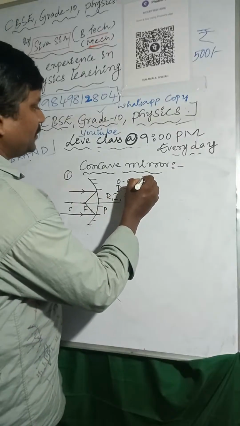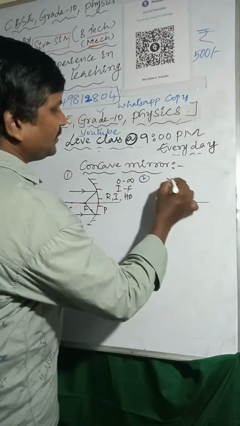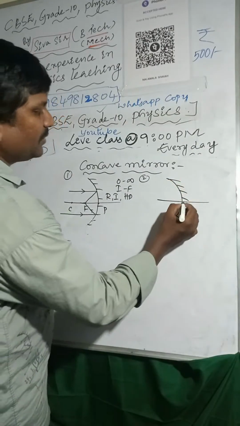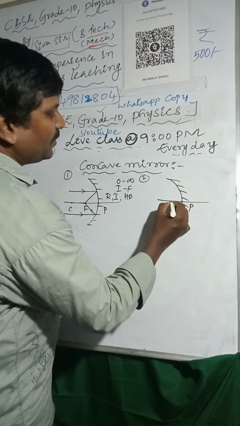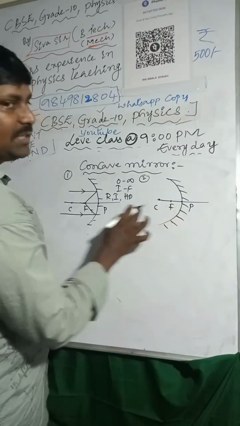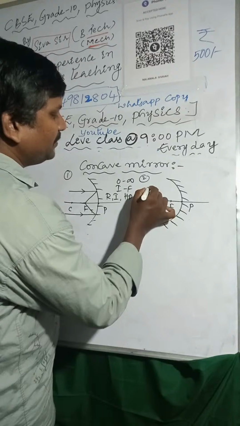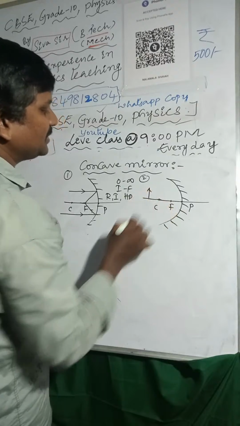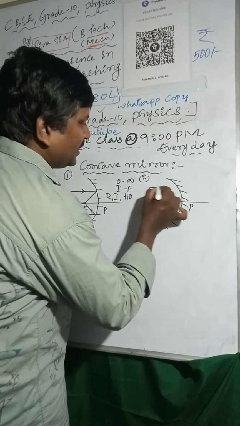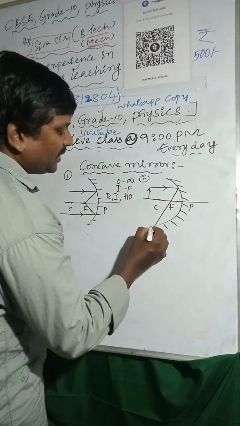Coming to the next image formation. I'm considering the concave mirror. So this is the pole, focus, center of curvature. The object is placed beyond the center of curvature like this. One light ray I am taking like this. It passes through the focus.